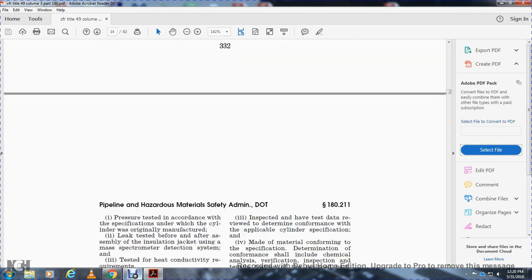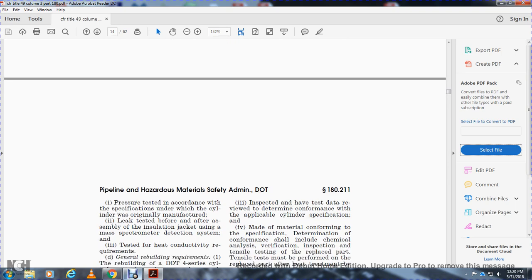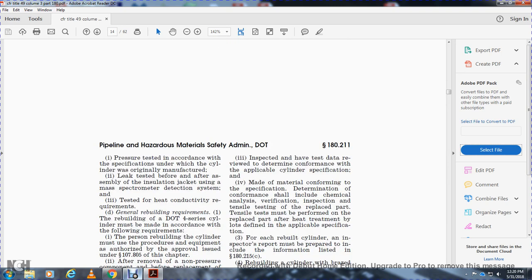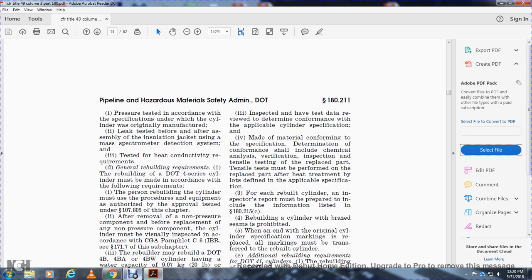After repairing, the cylinder must be: 1. Pressure tested according to the specification of the cylinder as it was originally manufactured. 2. Leak tested before and after the assembly of the inspection jacket, with the mass spectrometer detection system. 3. Heat tested as conducted for the requirements of the general build requirements. Rebuilding the 4C cylinders must be made according to the following requirements. The person rebuilding the cylinder must use the procedure and equipment authorized with approval of the issue under statute 107-805.